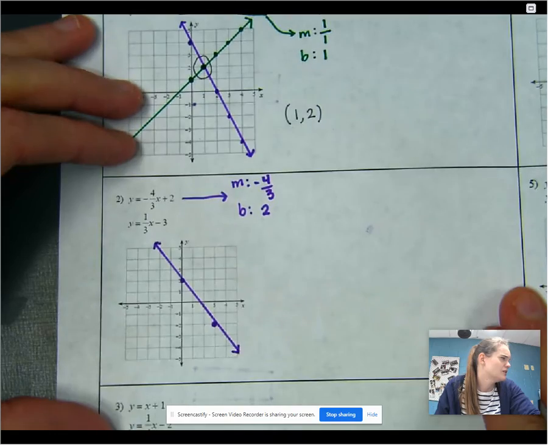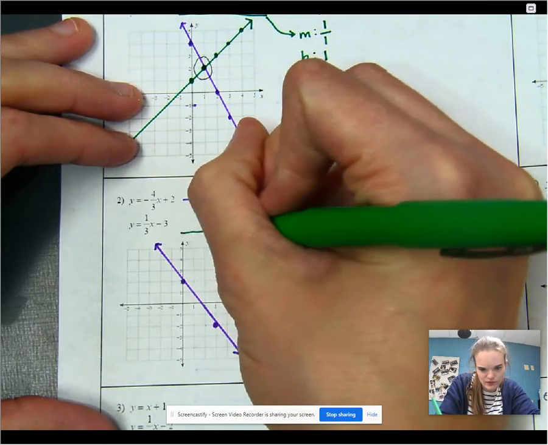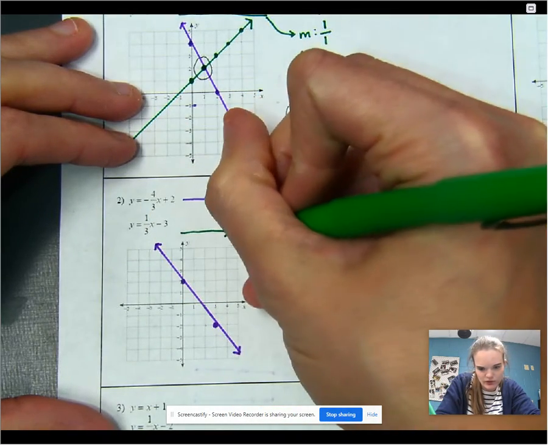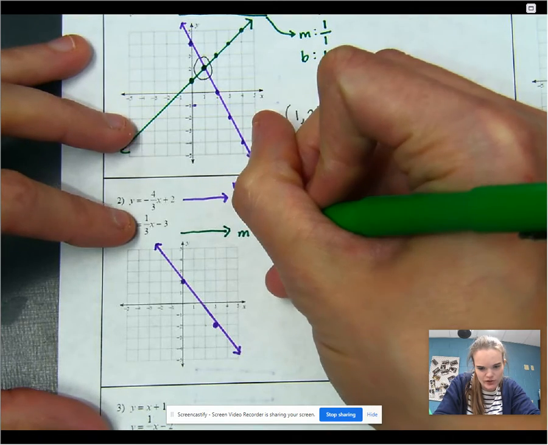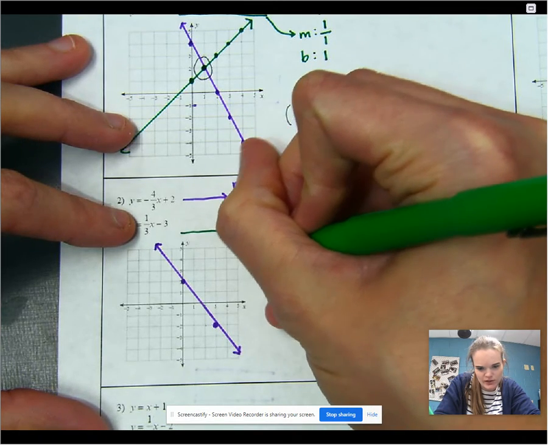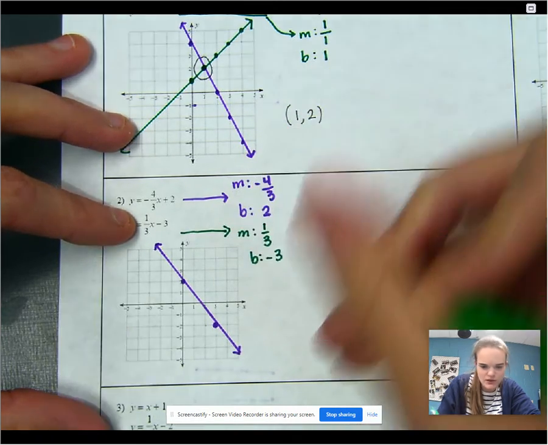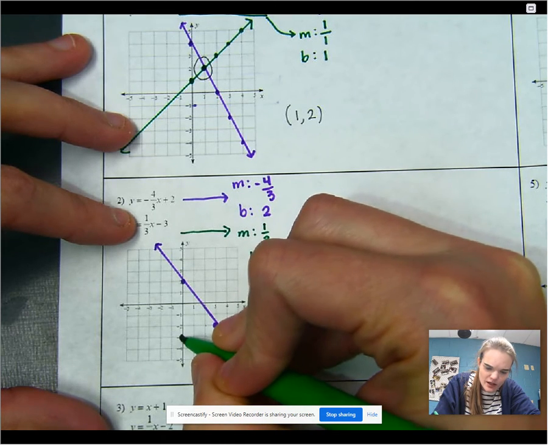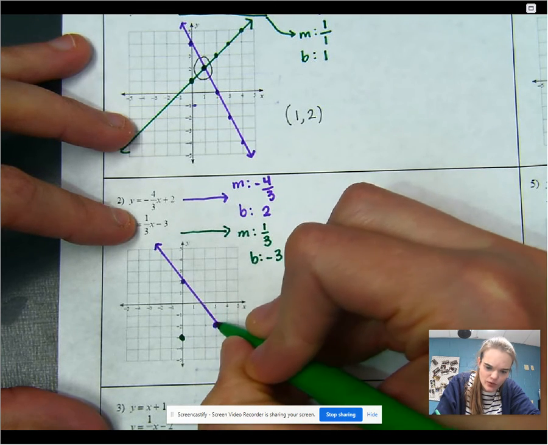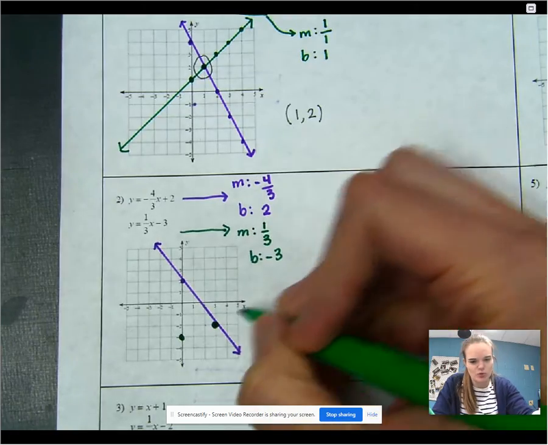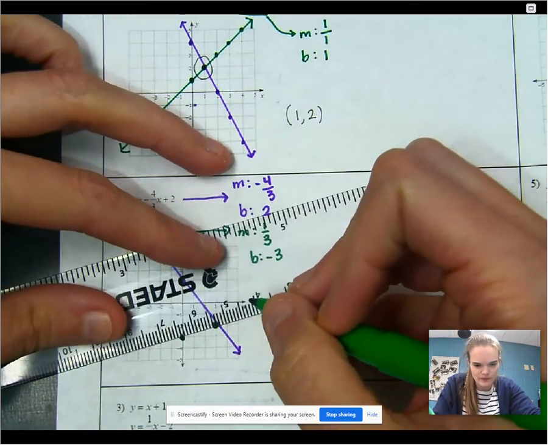Okay, the second graph, the slope is 1/3. The y-intercept is -3. That means I start on -3 and go up 1 over 1, 2, 3. And I can't do it more than once. I don't have enough room.